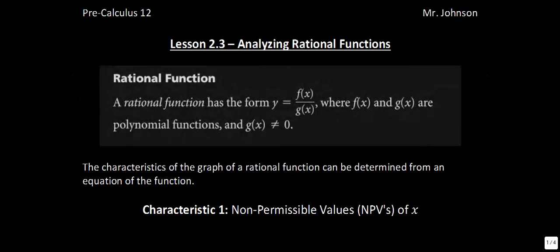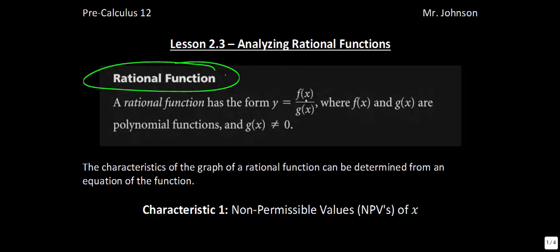This is lesson 2.3, Analyzing Rational Functions. In this lesson, the focus will be on determining the characteristics of graphs of these rational functions. So first, let's take a look at what a rational function is. A rational function has the form y is equal to f of x over g of x. So notice that we have a fraction here.